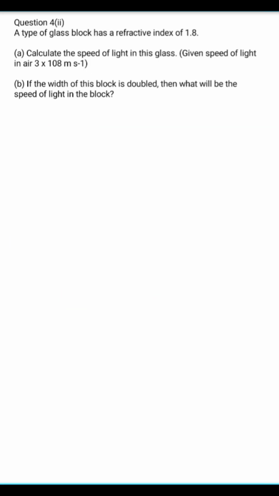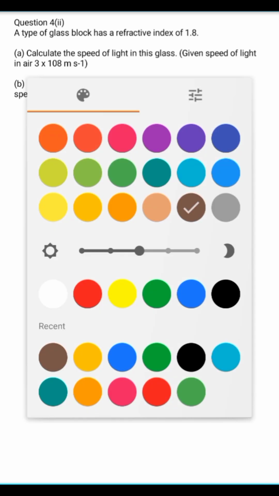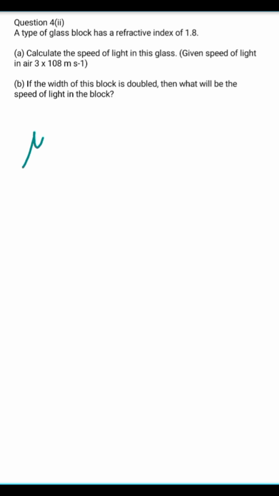A type of glass block has refractive index 1.8. Calculate the speed of light in this glass. Okay, very easy one. We know the refractive index is equal to speed of light in air or vacuum divided by speed of light in the medium. So the refractive index is given as 1.8.